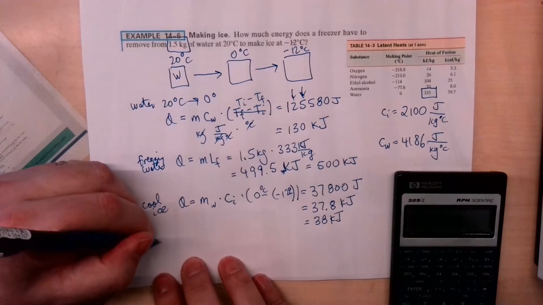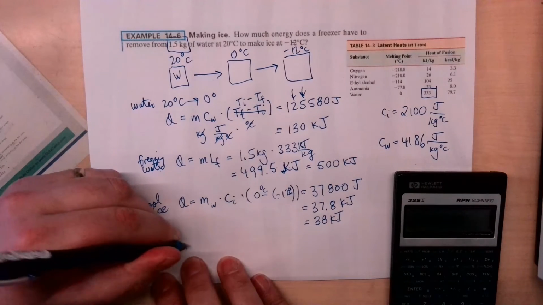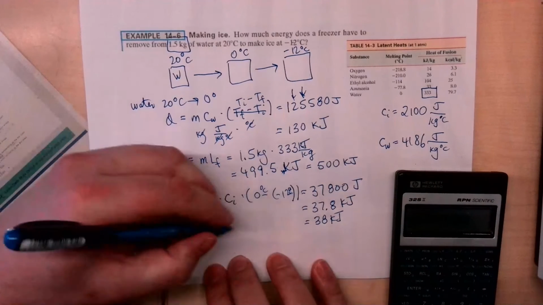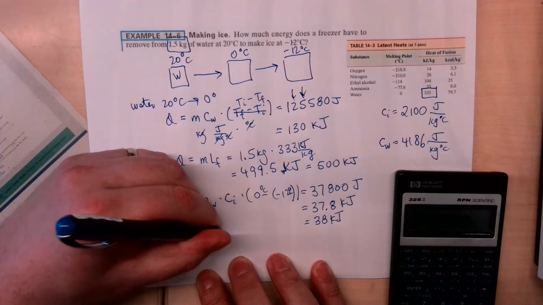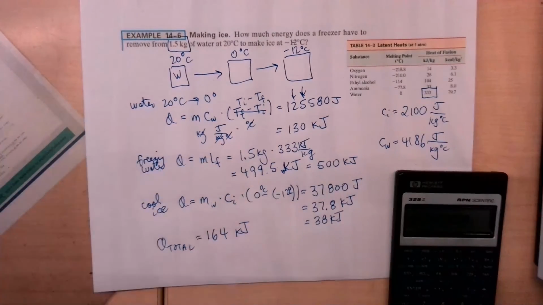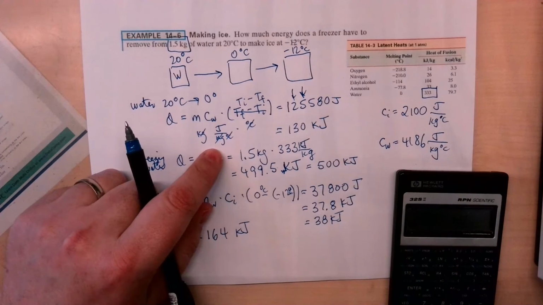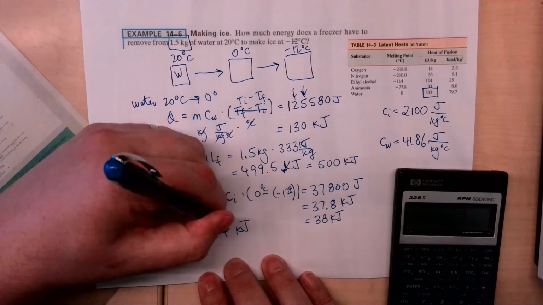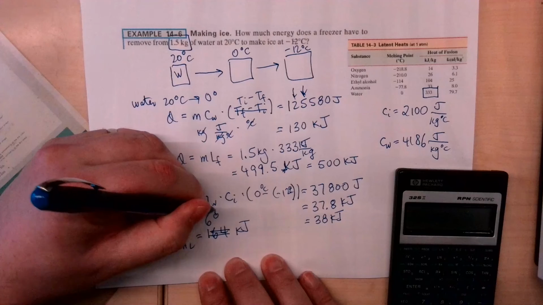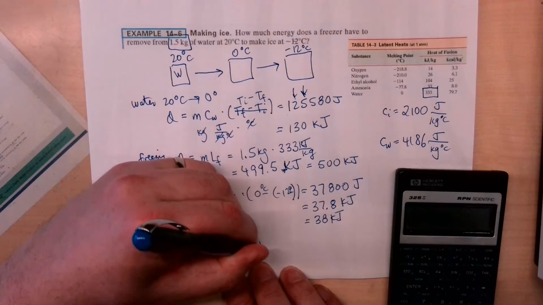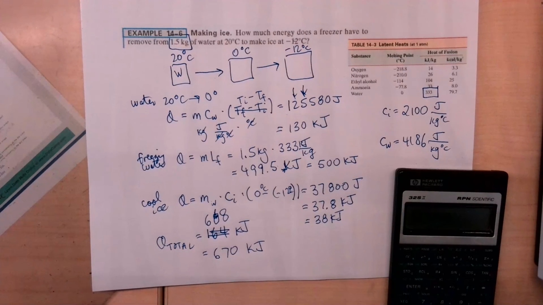So when we add them all up, Q total is the sum of all the parts from before. So we add this plus the 38. We get 164 kilojoules. That can't be right. I've done something wrong. We've got 130 kilojoules, 500 kilojoules, and 38 kilojoules. That makes more sense. 668, let's call it 670 kilojoules, is how much energy we have to take out of our ice.